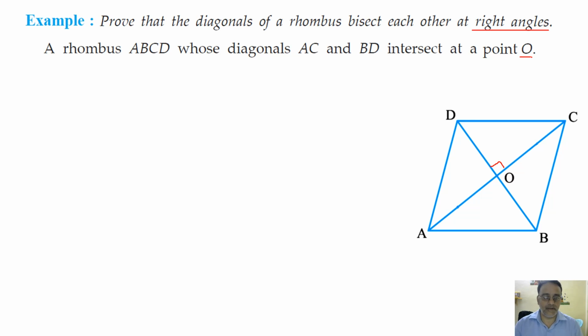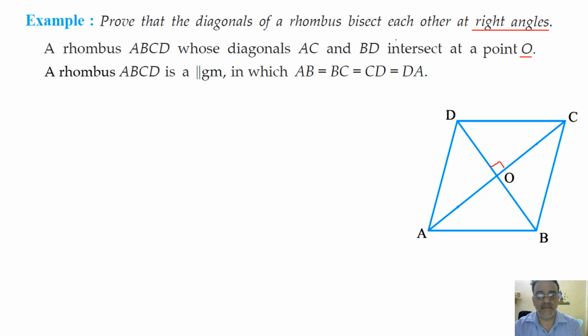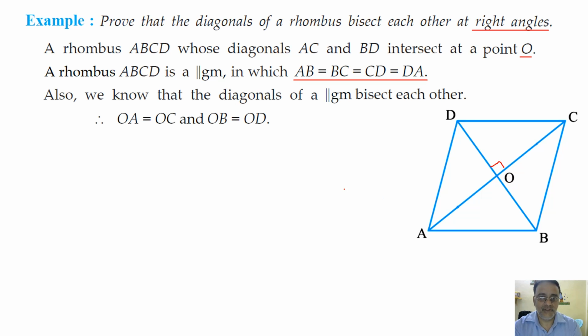Rhombus is a parallelogram in which all sides are equal. So rhombus अगर parallelogram है तो parallelogram का सारे properties हम लोग यहाँ पे use कर सकते हैं, right? And in rhombus all sides are equal. Okay? And we know that in parallelogram the diagonals bisect each other. So we can say OA is equals to OC and OB is equals to OD. So first part हम लोग का proof हो गया, bisect each other.